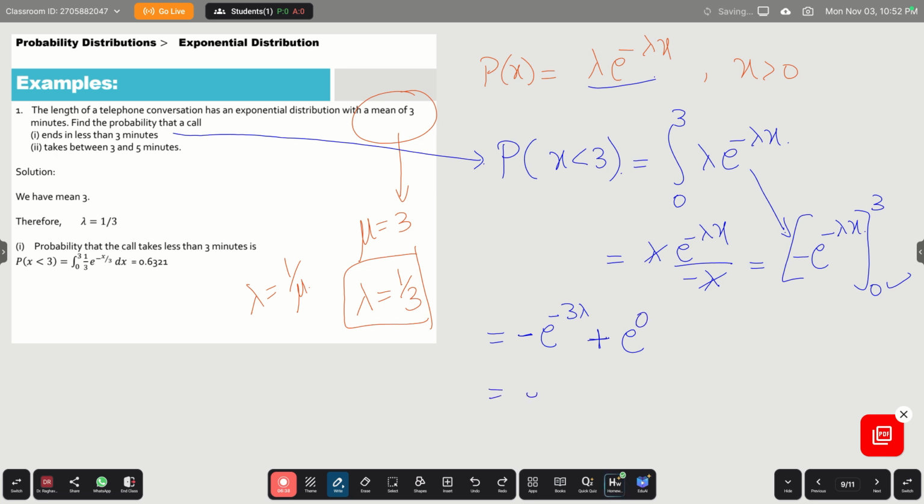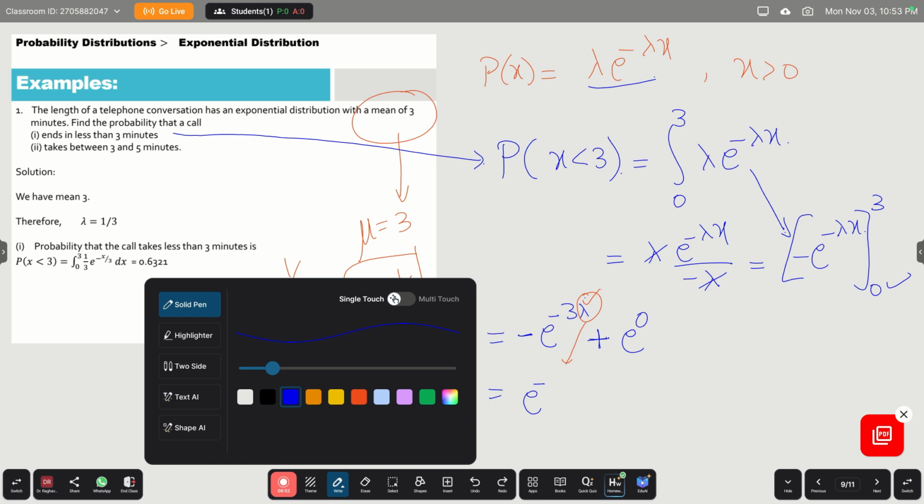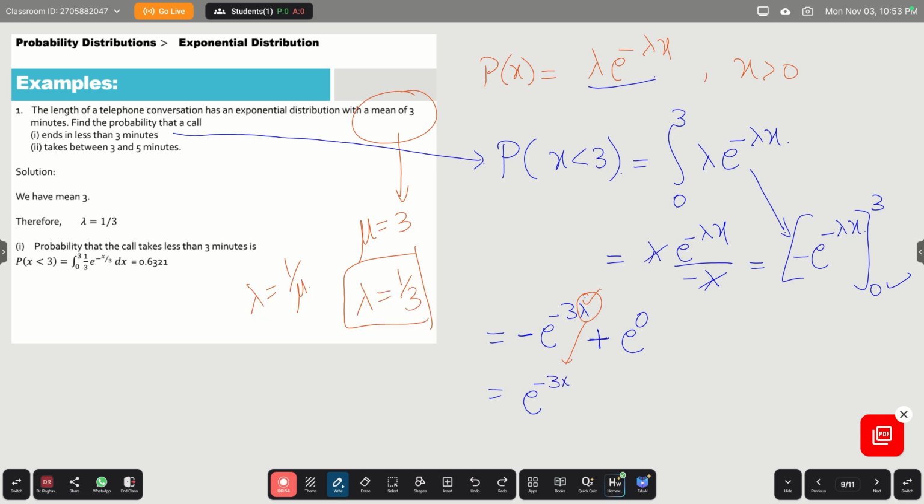And after that you can substitute the value of lambda also. This lambda we know now. What is lambda? Lambda is 1 by 3. So first of all 3 is there, into lambda which is 1 by 3, plus e power 0 is 1. So this is e power minus 3 into 1 by 3, the 3 and 3 get cancelled. You will have e power minus 1 plus 1.